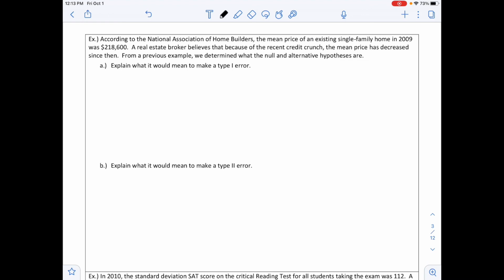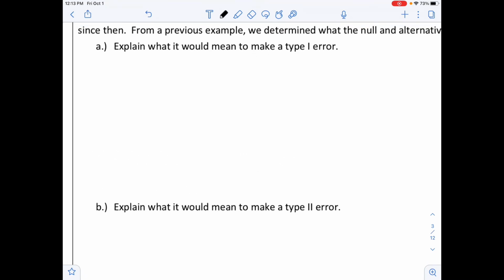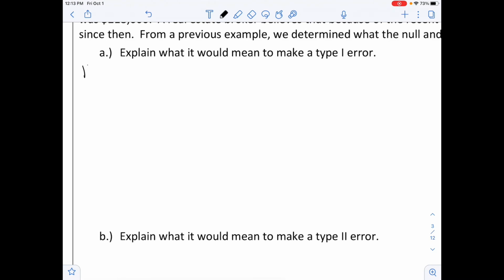So we've seen this problem already. I'm going to go ahead and zoom in a little bit so my writing's a little bit nicer, but we have H naught and we have H1. So we know that H naught is mu equal to $218,600. And then our alternative, we had mu less than $218,600, because I thought that it would decrease. So that's our null and alternative hypotheses from a previous problem.